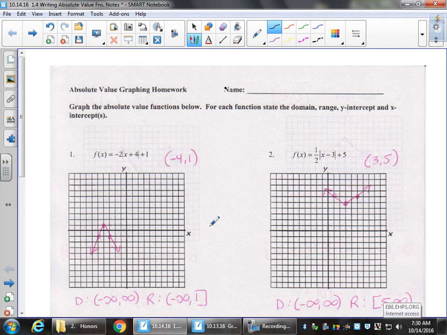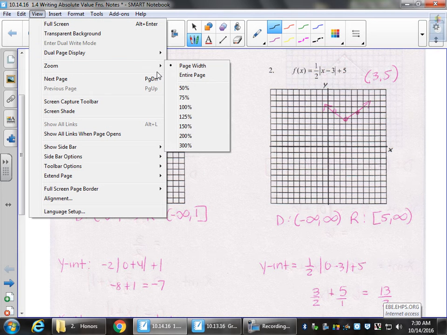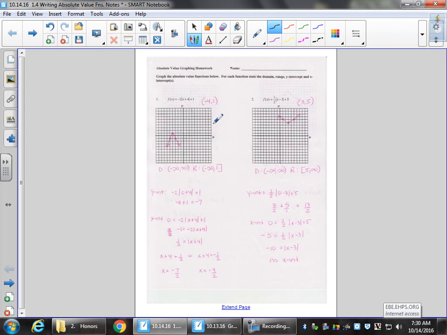Hi folks, good morning. So we're going to start by going over homework answers for graphing. I'm going to try to put this as a full screen and you let me know if you can see it. If I turn the lights off, can you see this?